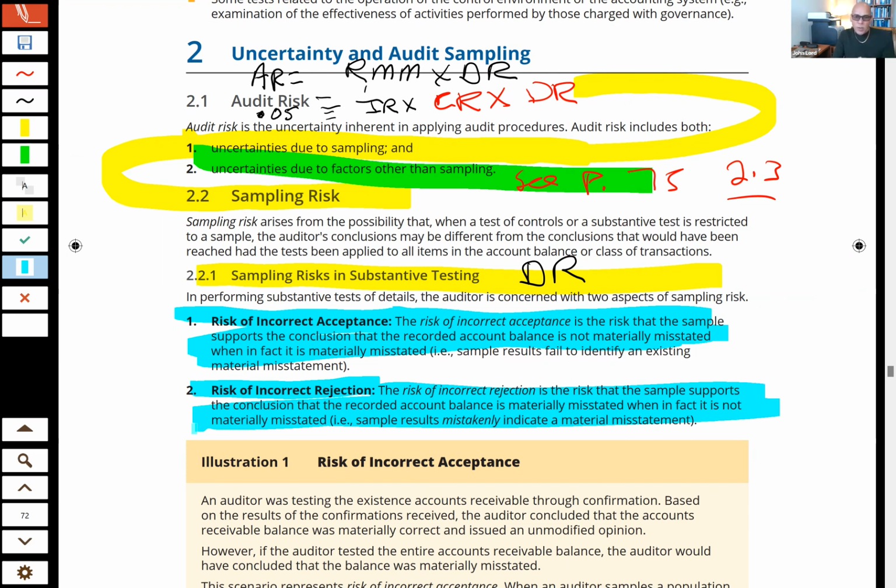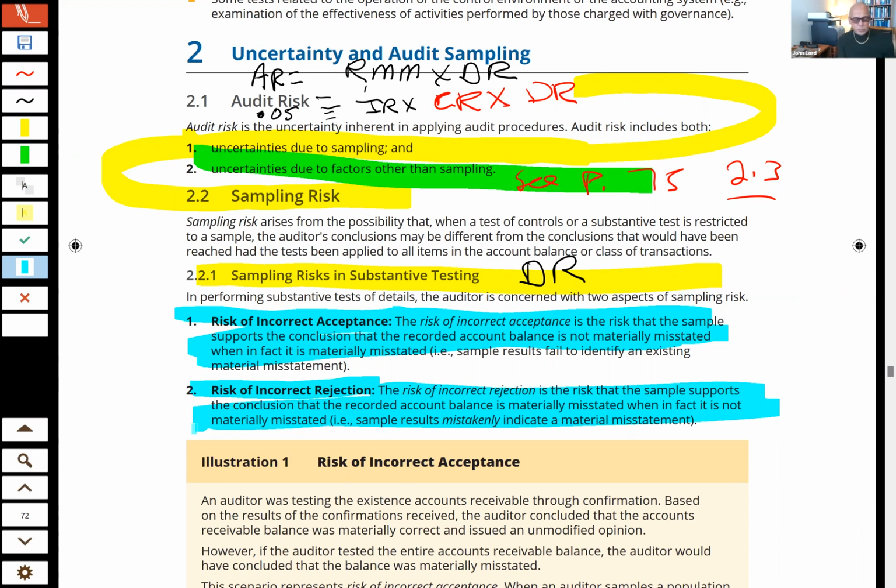want to qualify the opinion when in fact, if they had looked at 100% of the transactions, they made that conclusion based on the sample. If we'd looked at 100% of the transactions, we would have found that there was not a misstatement. We incorrectly rejected the financial statements.